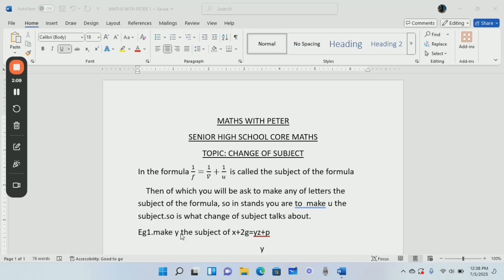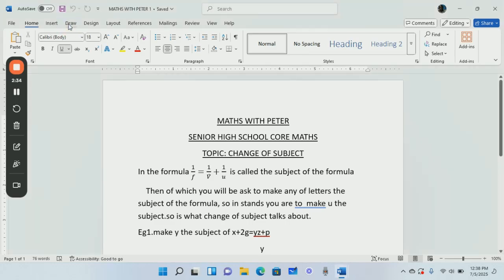Example 1: make y the subject of x plus 2g equals yz plus p over y. So we have to make y the subject of the relation or the equation given to us. Let's go and solve it.